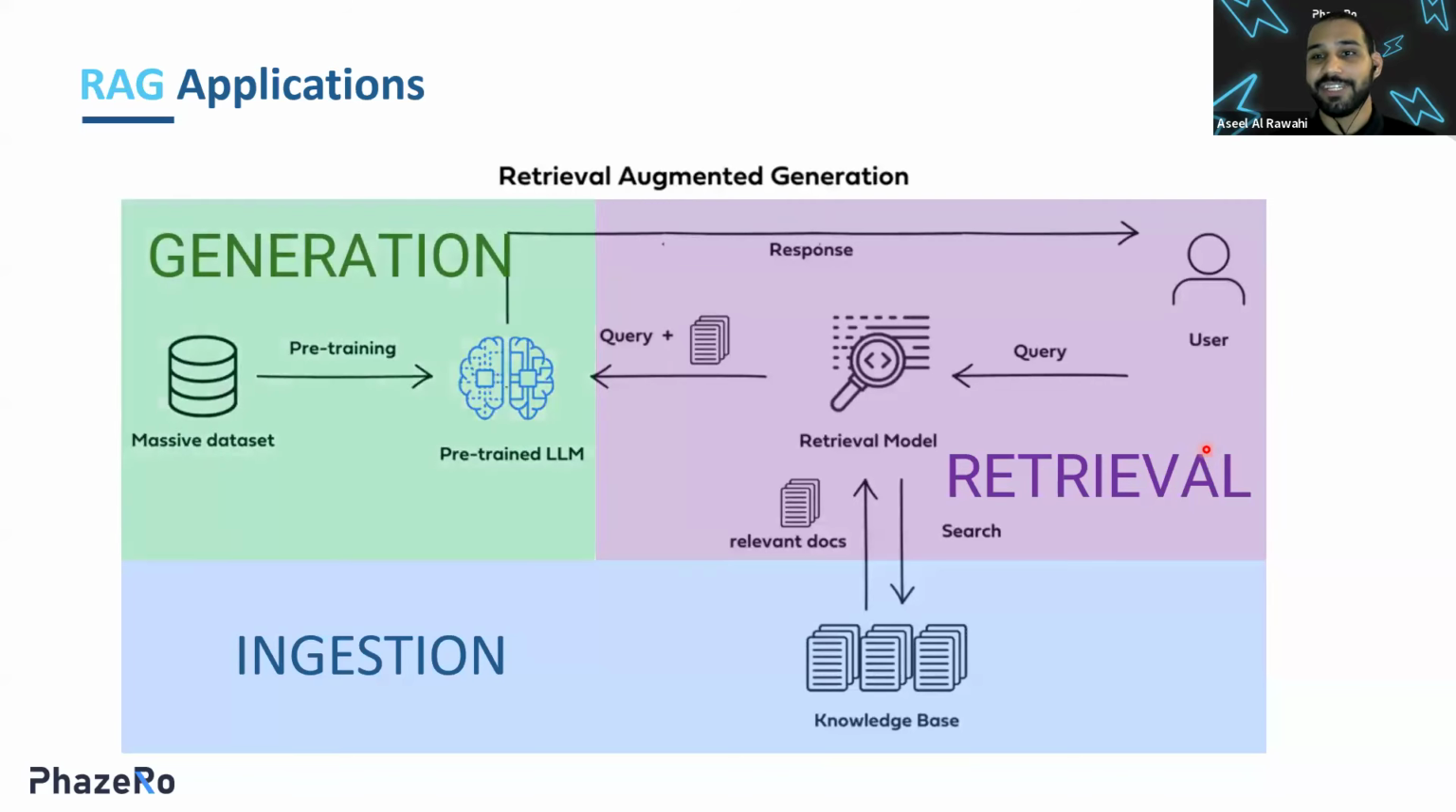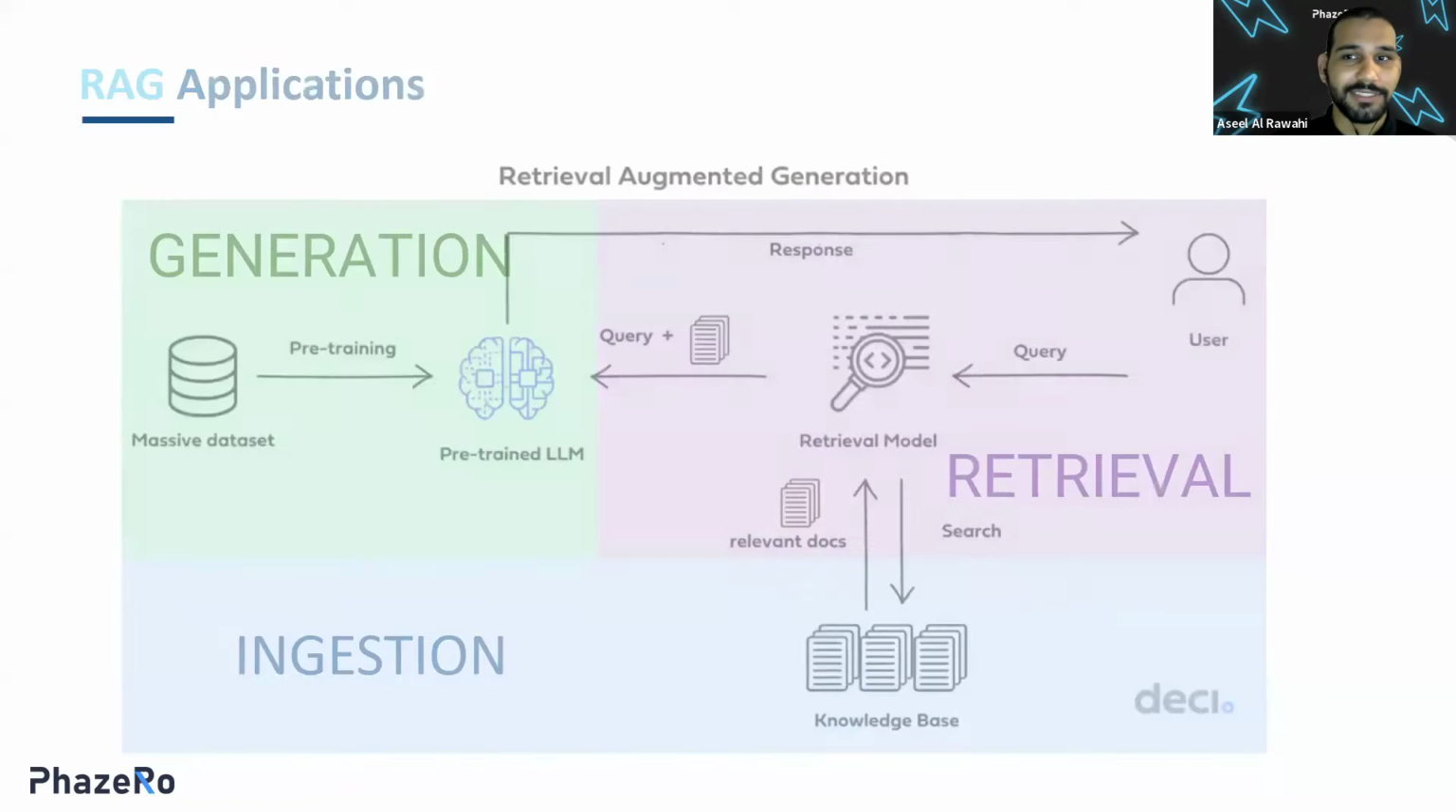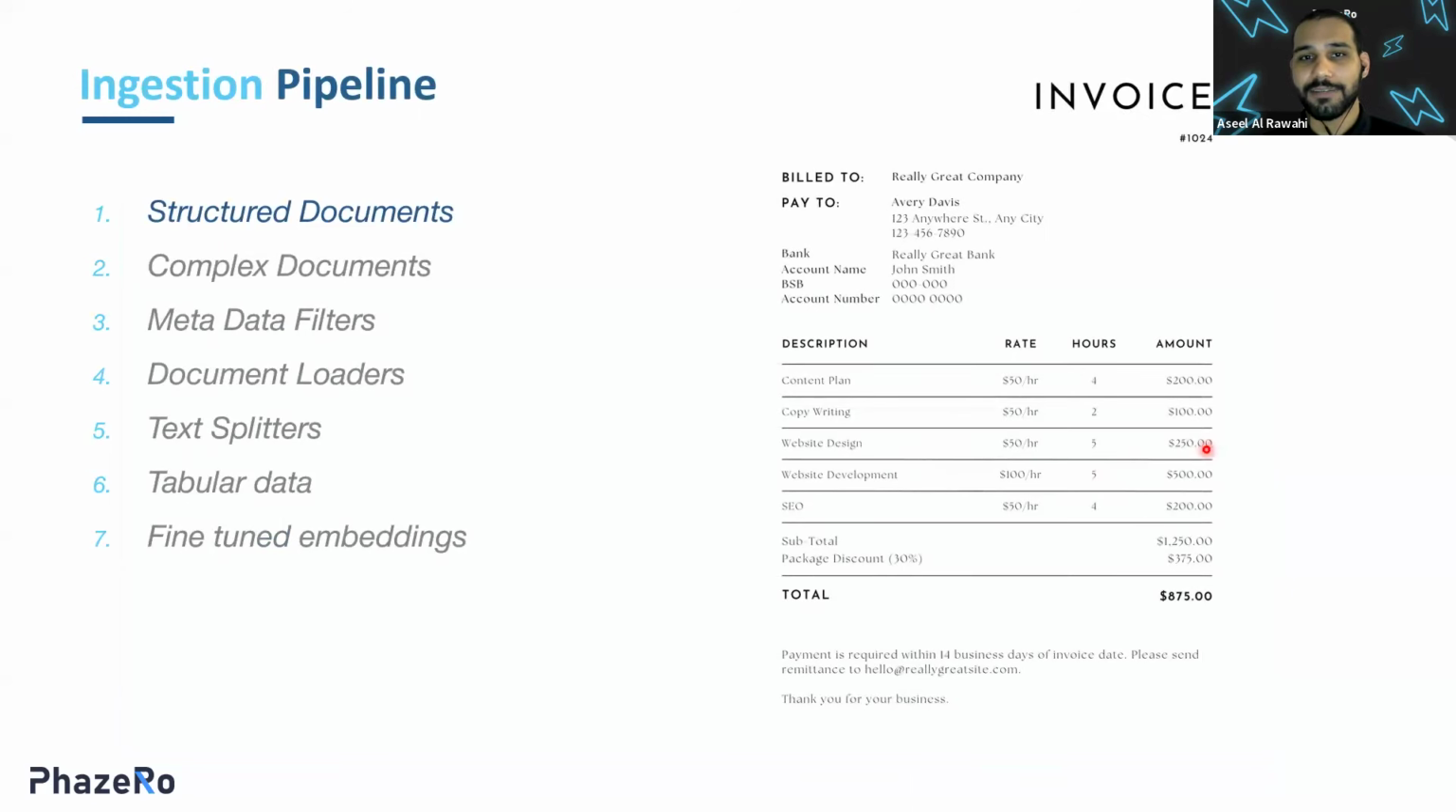Lastly, we have the generation, and it's basically utilizing the large language model to generate our response. So let's start with the ingestion pipeline. And typically when dealing with the ingestion pipeline, we have 2 routes, and it's really dependent on our database.